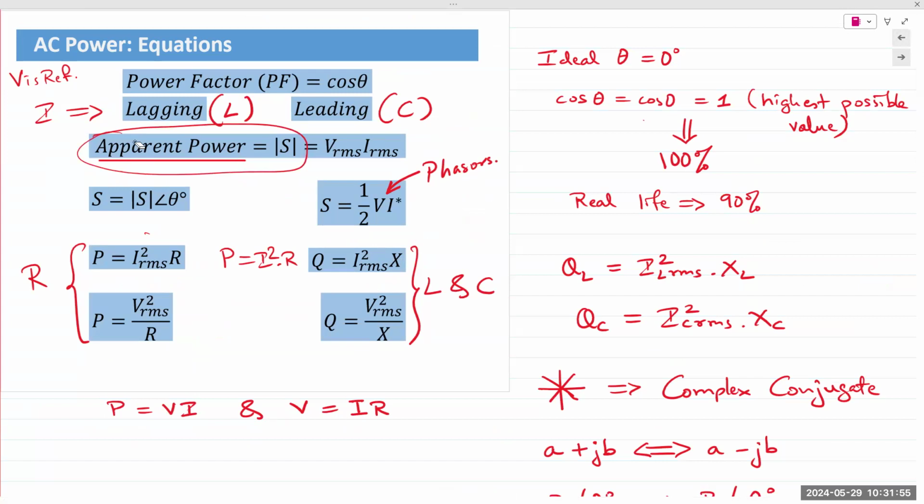I'll point it out here. Magnitude of S is also known as apparent power. The unit is still VA, right? The quantity is still S, and so the unit is also VA, volt ampere.